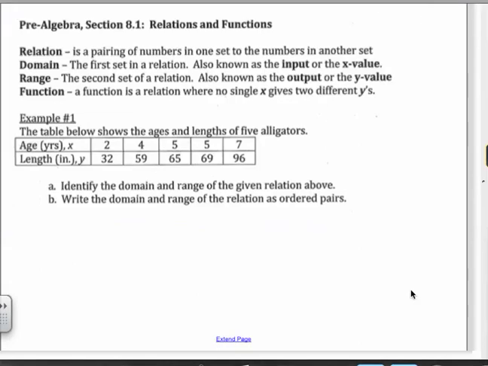Okay, guys, we're starting a new unit today. Relations and functions. And we're going to be doing a lot of graphing with this. So if you guys want to pick up some graph paper, it would not hurt you, certainly, to do your homework on graph paper. But you can also draw graphs.